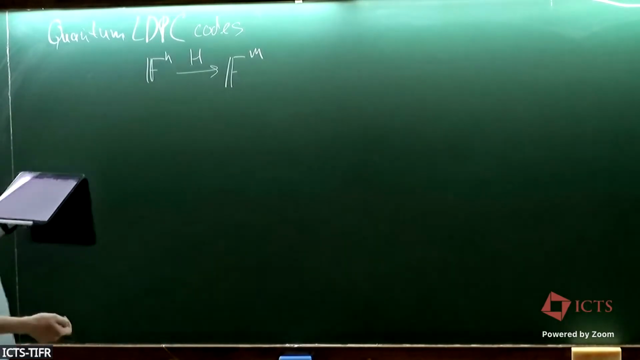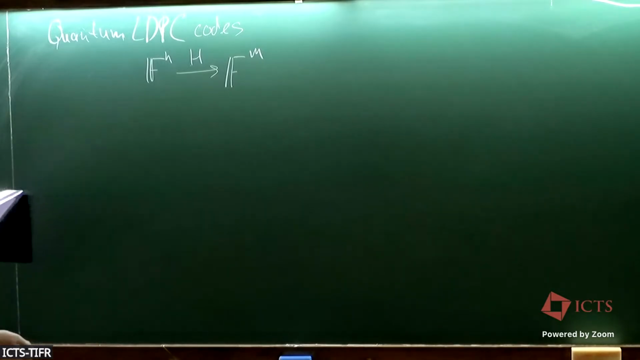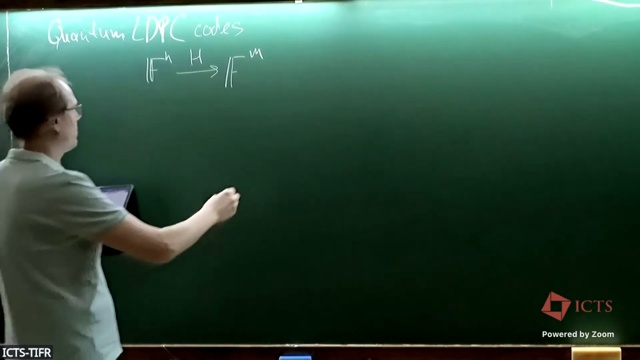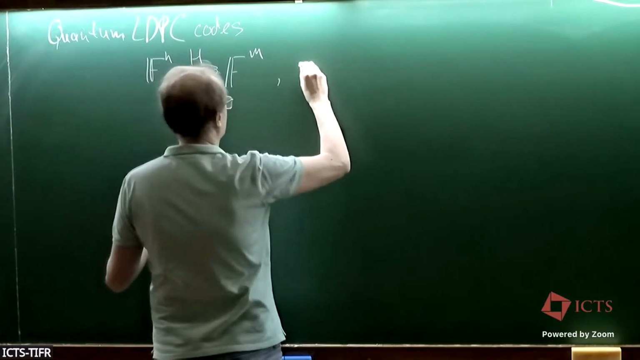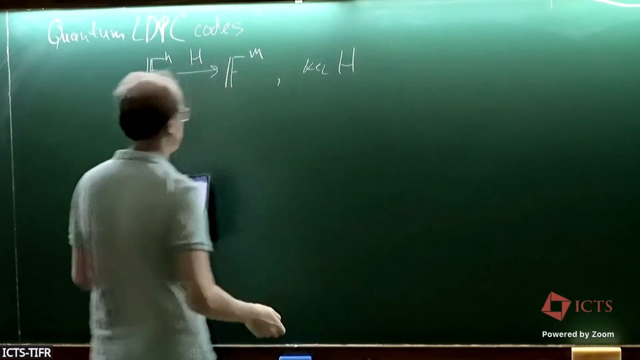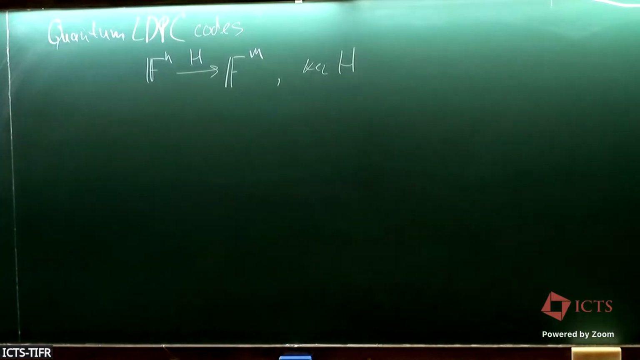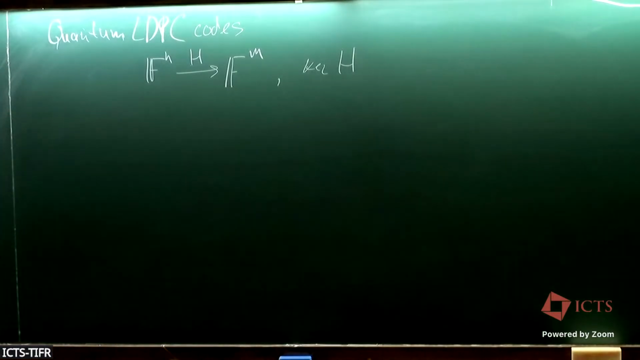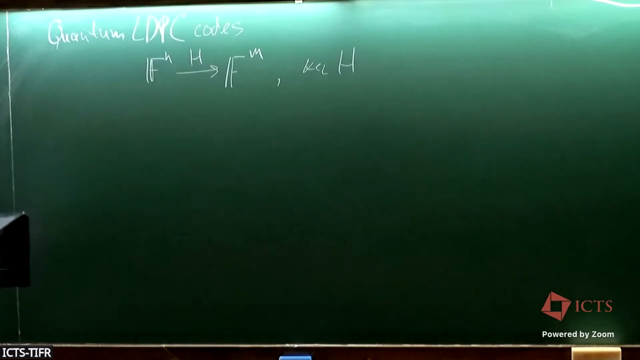And this is one of the possible ways we can define the code. So we define the code as a kernel. We can say the kernel of H, yes? Another way to define the linear code is to consider what is called a generator matrix.